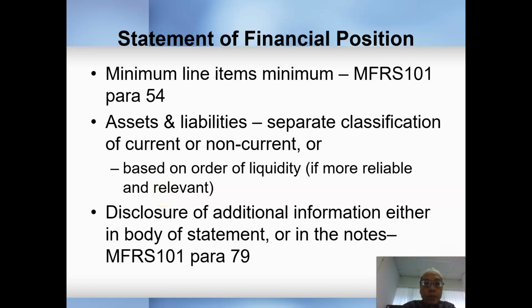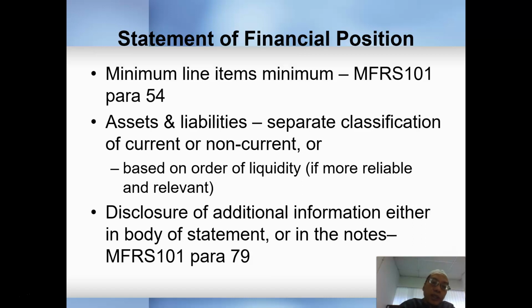Okay, so now we look into the specific financial statements. The first statement is the statement of financial position, or in other words, the balance sheet. MFRS 101 has specified the minimum line items that should be shown inside the balance sheet.